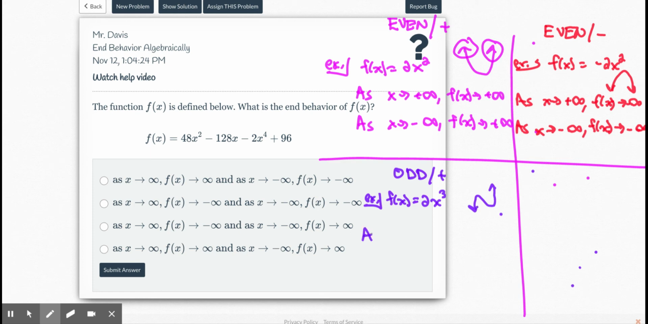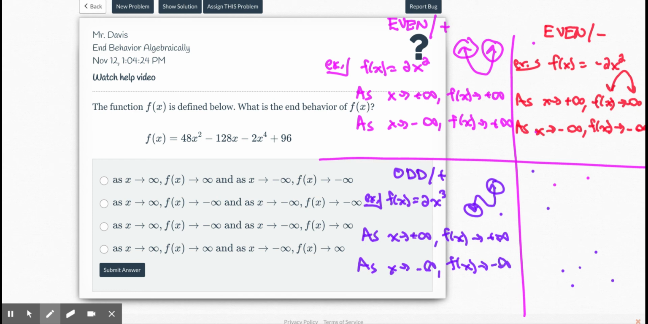So we would say as x goes to positive infinity, f of x is going to go to positive infinity as well, right up here. And then as x goes to negative infinity, the function is also going to go down to negative infinity. So they go the same direction.